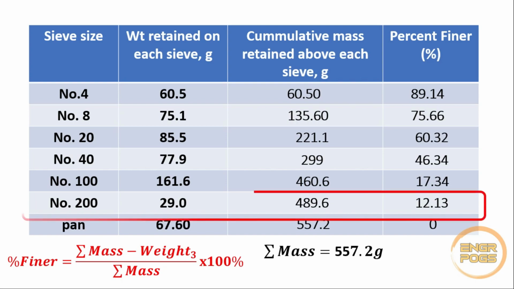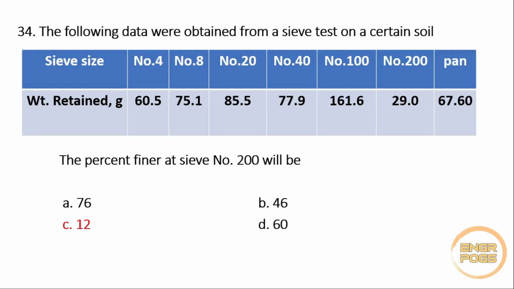And looking at sieve number 200, since that is what is asked in the problem, the percent finer on sieve number 200 is 12.13. Therefore, the answer is letter C, 12.